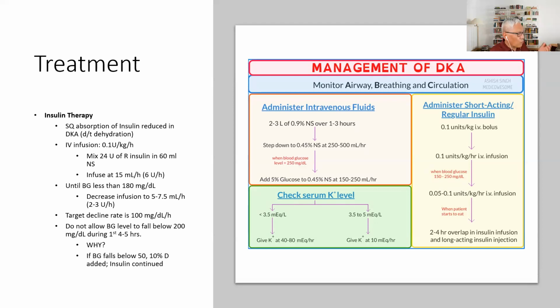Okay, so why don't we just give 100 units of insulin in order to bring this down? What's going to happen when you do that is you're going to cause the brain to swell. And therefore, this is going to be a bad thing to do. Okay? The other thing is, of course, hypoglycemia may develop rapidly if you overcorrect. And therefore, we always want to make sure that we are going to do it slowly.